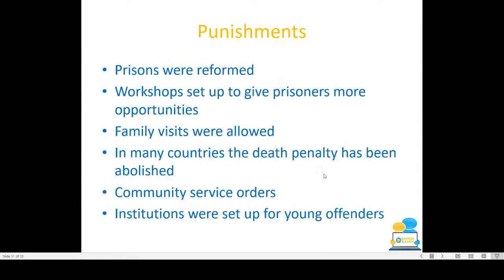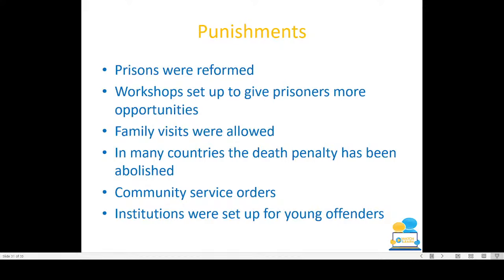And then finally, the punishments, okay? As we looked at before with industrial Britain, the prisons were reformed. They were further reformed again in modern times, okay? They've had some great improvements made to them in order to improve the conditions for prisoners. Workshops have been set up to give prisoners more opportunities, okay? So to train prisoners in certain skills they may not have had before, in order to educate them. So it's that idea again to improve prisoners so they don't commit crimes again. So there's the rise in that.